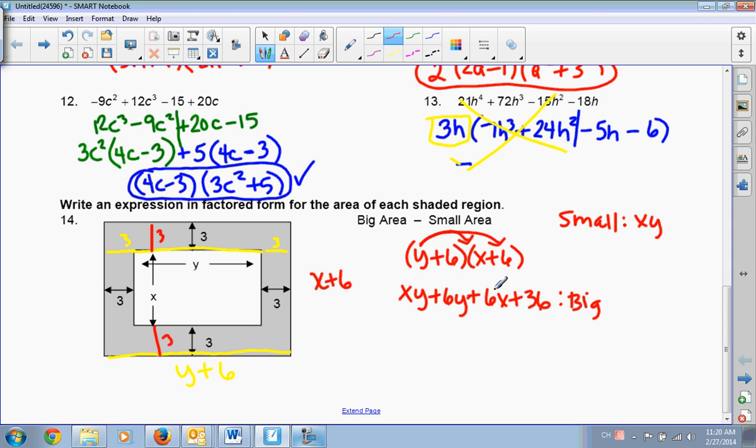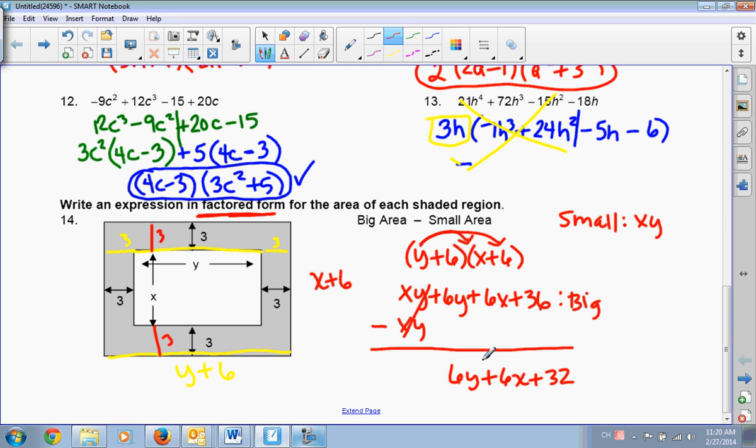Okay, and then we're going to subtract. So subtract yx from, I'm sorry, xy from xy plus 6y plus 6x plus 36. So really, that just cancels, right? And what do we have left? 6y plus 6x plus 36. But it also asks to write it in factored form.